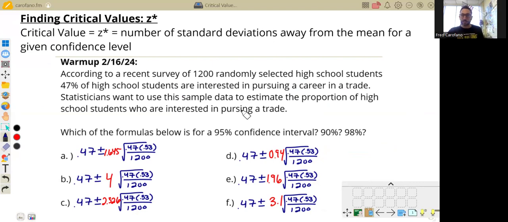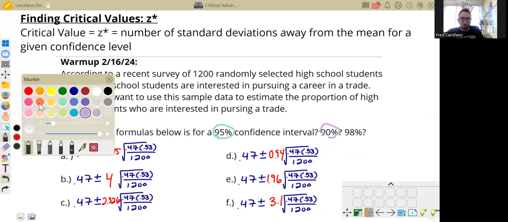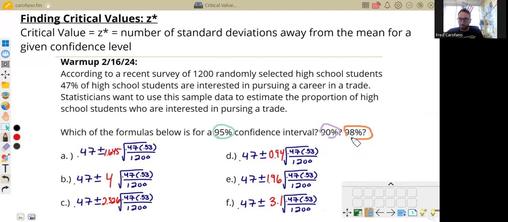We've got a context here, and we want to match some different options. We want to know which of these options below is for a 95% confidence interval, which is for a 90% confidence interval, and which is for 98%. The blue stuff is all the same, so we're really isolating the red number, the Z star. So pause the video and see if you can match those up.